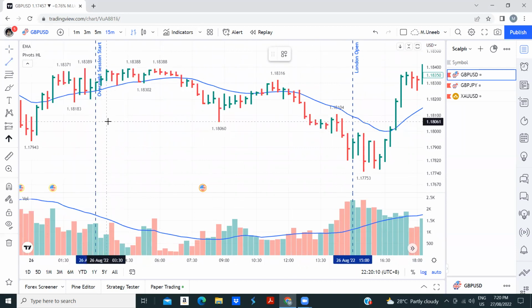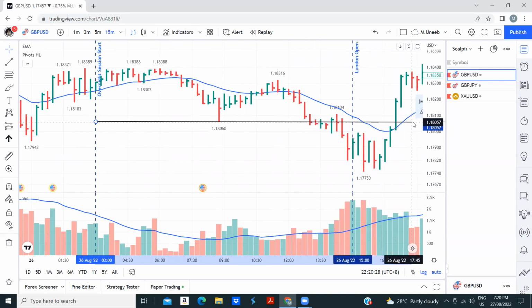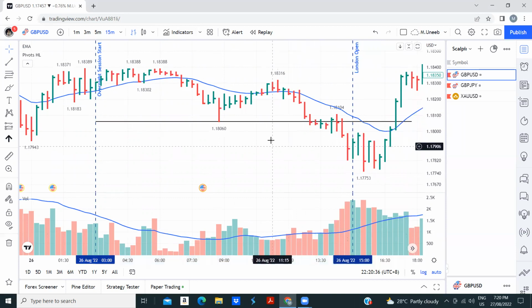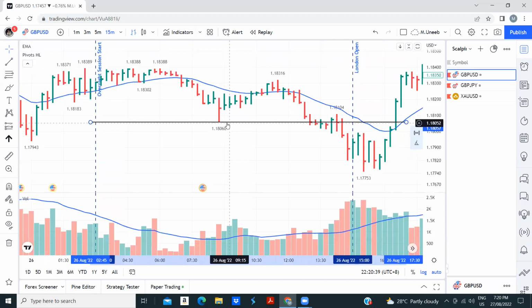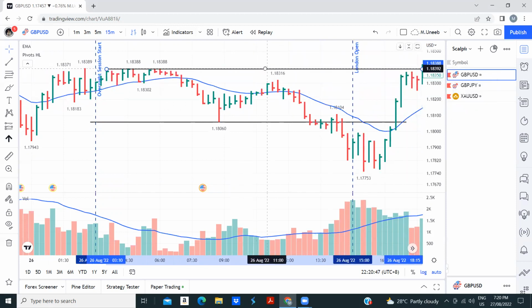You can draw the line. Just draw it and press shift. Shift will make the line straight. You hold shift and do it. Extend it all the way between the overnight start and London open, from here to here. Now just clone it from here, and move it to the highest point, which is right over here.